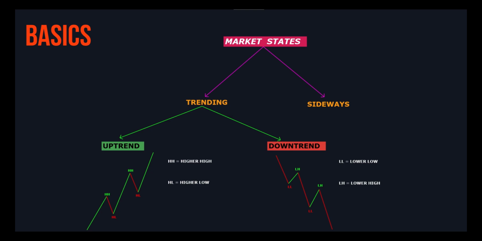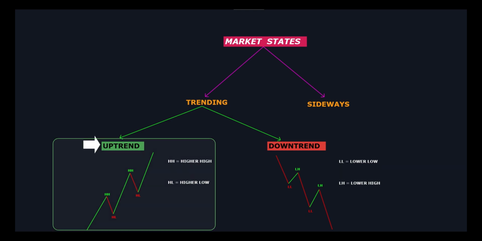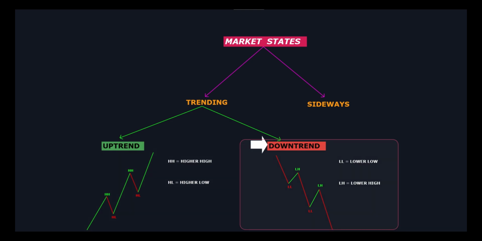As we know, there are different states in which the market moves. Uptrend, in which price makes new higher highs and higher lows. Downtrend, in which price makes new lower lows and lower highs. And sideways, in which the price moves within a range. In this video, we're going to focus on trending markets and how to identify them.